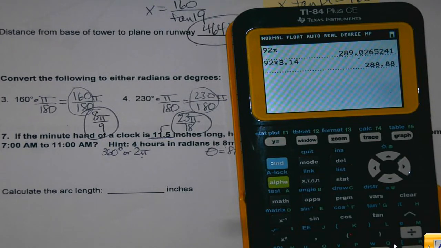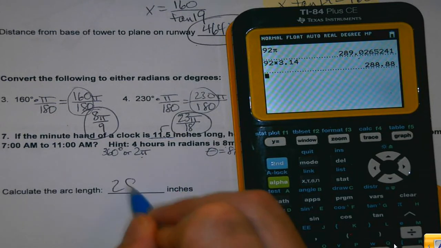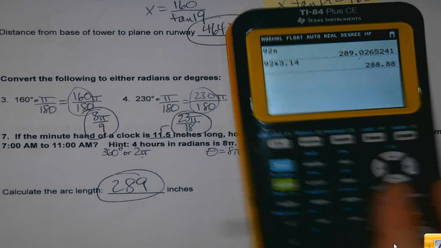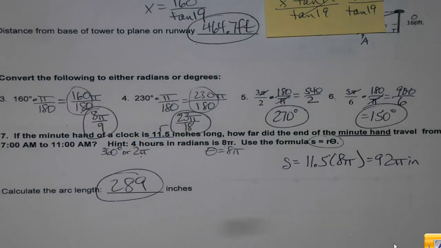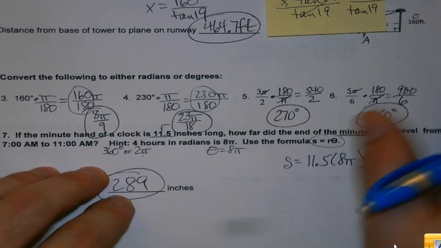You're like, well, wait a minute, it's a little different. It's like 288.9 versus 289. I'm not going to mark you off on that, okay? I'm still just going to use 289 here. So just something to ponder as far as that goes.